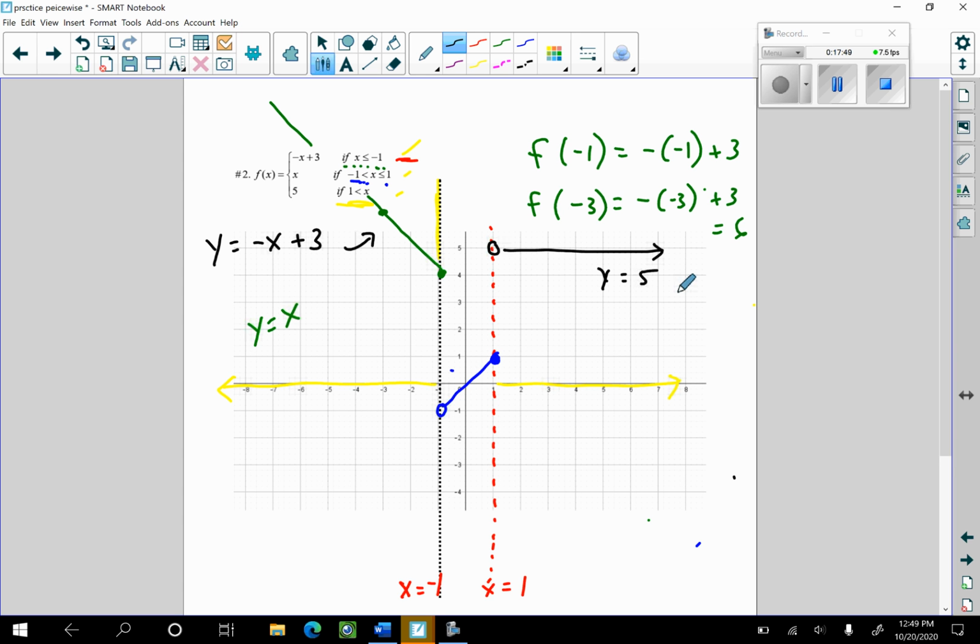3 pieces, 3 graphs. Sometimes the pieces will be connected, sometimes they won't. Now what we're going to do is find a couple function values. Let's figure out what f of 1/2 is. I need to figure out where 1/2 is. Is 1/2 in the top piece, middle piece, or bottom piece? It's in the middle. So if I put 1/2 into x, that's simply equal to 1/2. And right there it is. There's that point, 1/2, 1/2.